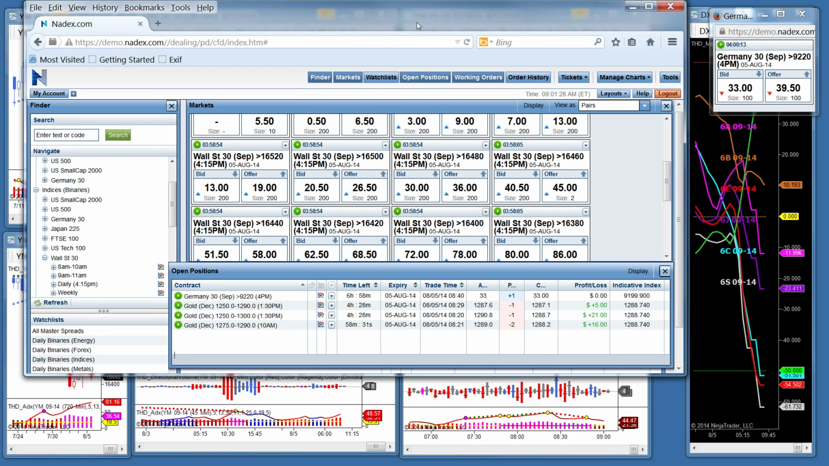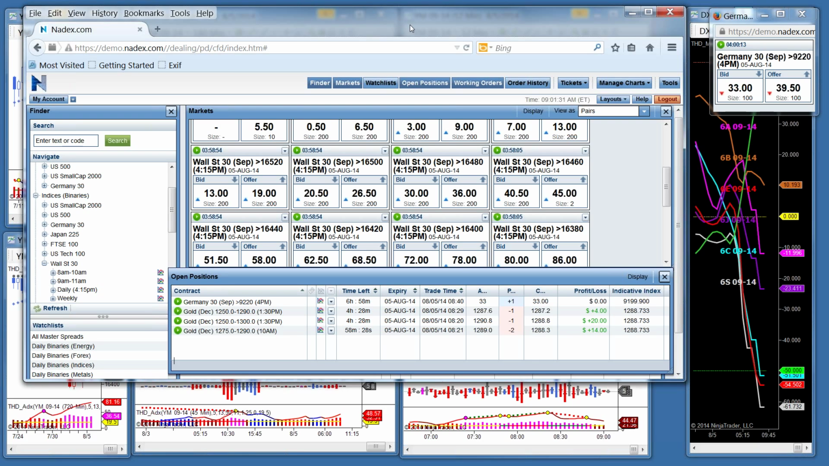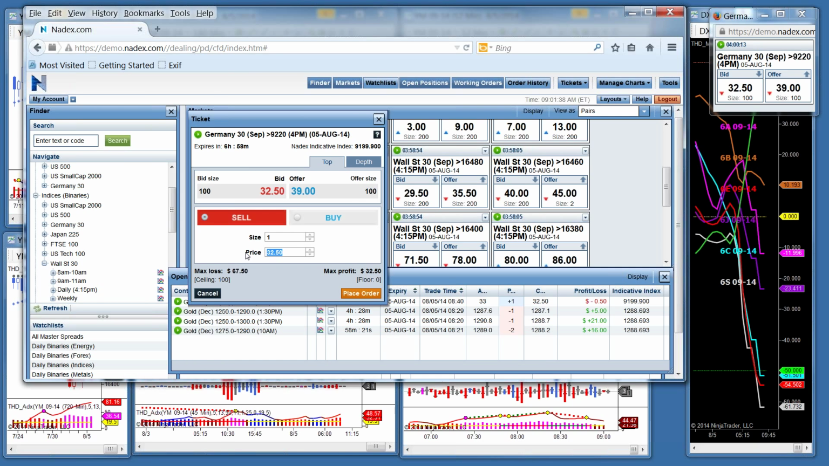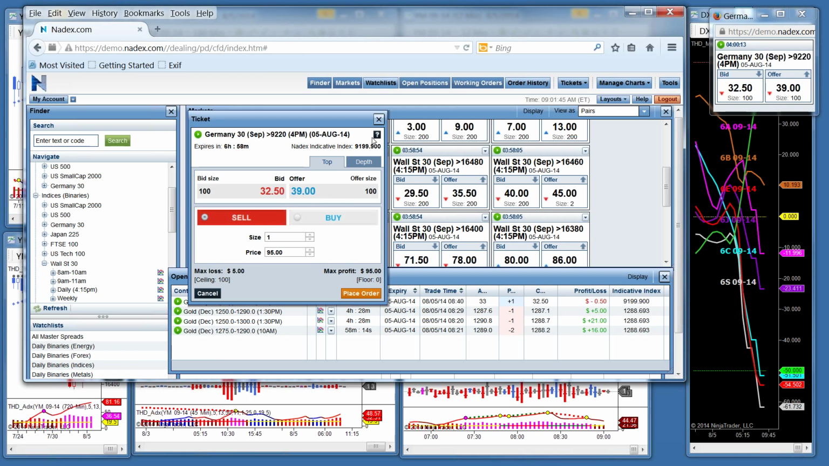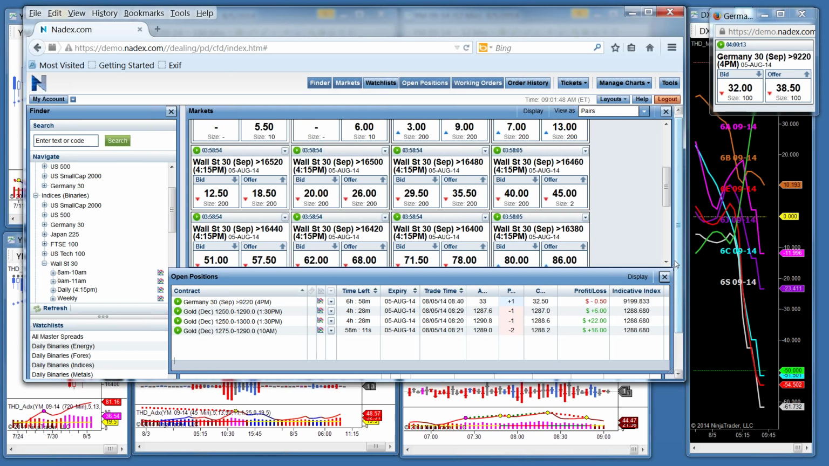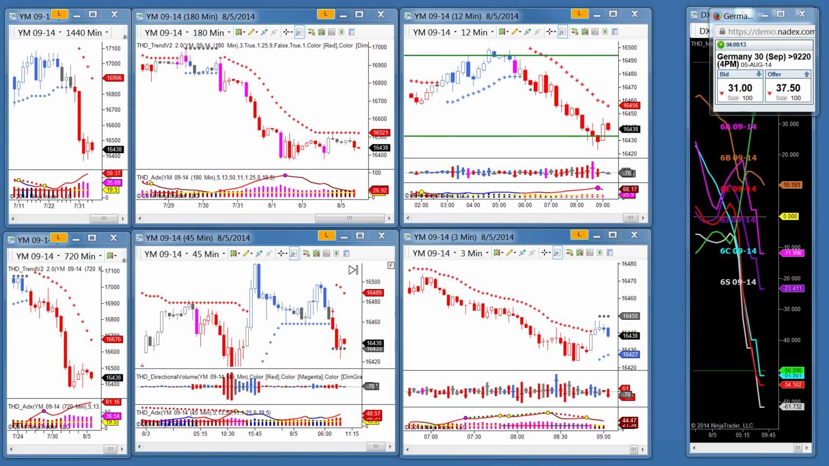This morning, anything that is a binary, like this Germany 30 here, you really need to put an order ticket up on it, put in, you know, 95, because remember, this one, we are anticipating the market volatility report. And I can't tell you how many times they'll just pop up there and take that number out. If you got your order in there, then it will do it. I do that a lot on Forex.